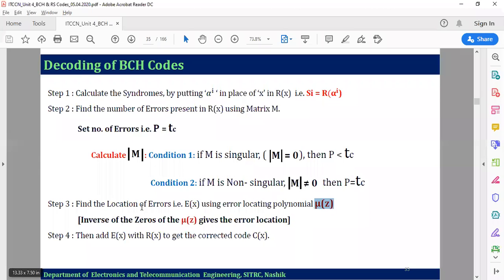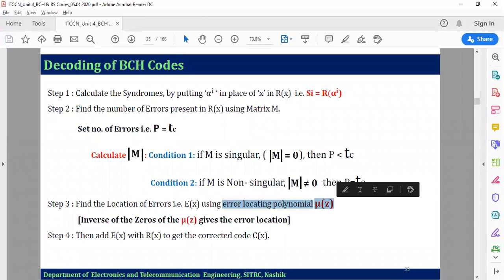Okay, step number three. Just write down step number three: calculate error locating polynomial mu z. I will tell you what mu z is, what M is, what everything is. But right now, just write down this step. Now remember, for mu z, you will require the matrix M again. So matrix M is very important in this step.